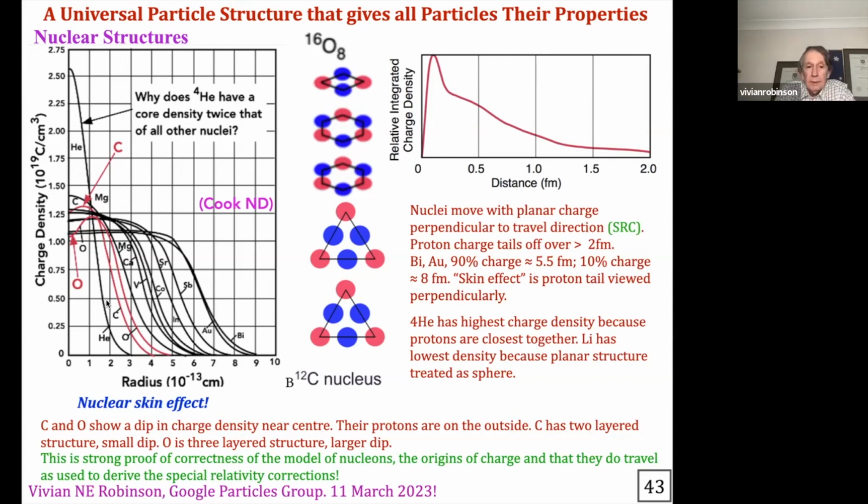I respectfully suggest that this is strong proof of the correctness of the model, that the particles do always move with their charge plane, shown here, perpendicular to their motion direction. Helium has a very, very high core density, because this is as close as you can get. It's the only 2 proton structure where both protons are pulled in quite strongly.